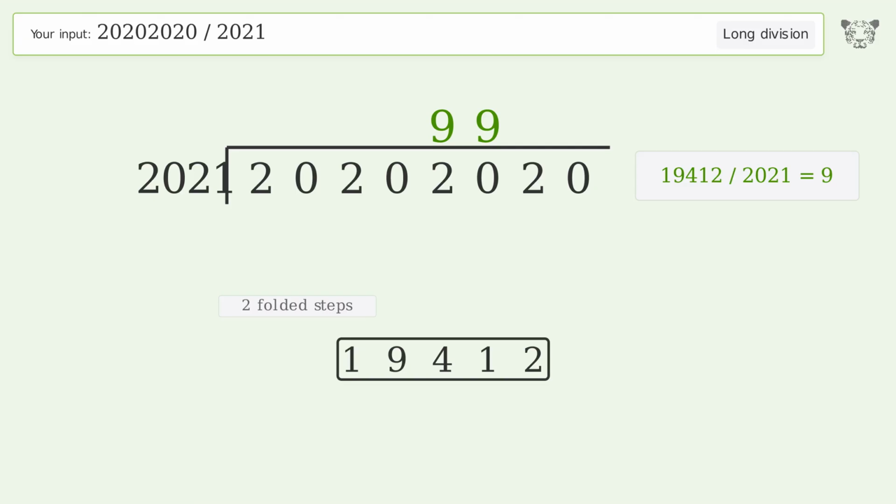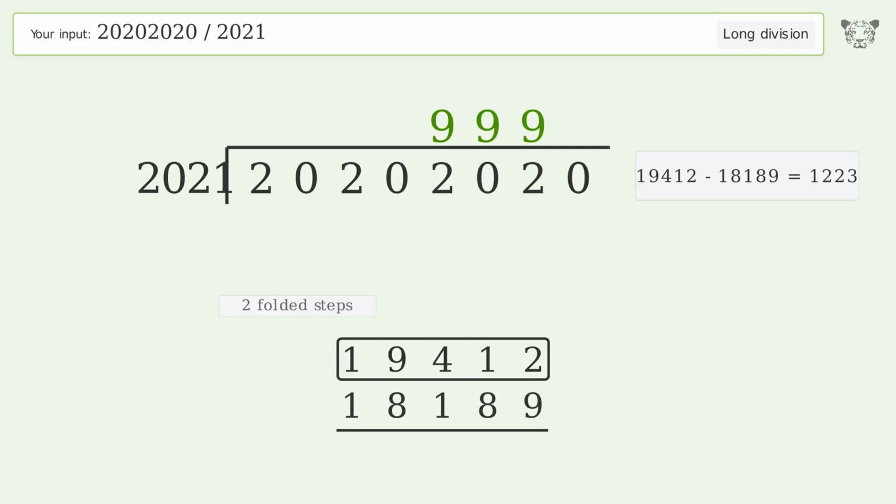19,412 divided by 2021 equals 9. 9 times 2021 equals 18,189. 19,412 minus 18,189 equals 1223. Bring down 0, making 12,230.